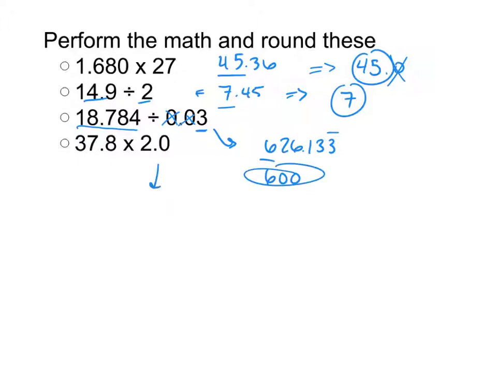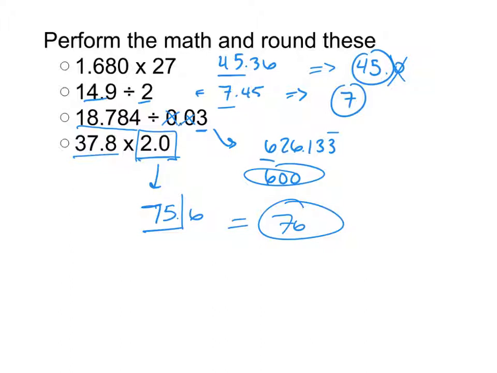Finally, 37.8 times 2.0 gives me 75.6, and I need to round my answer to 2 sig figs. This is 3, this is 2. Now in all these examples, I've always rounded it based on the sig figs of the second number, but that's not always the case. If the first number has lower significant figures, then that's the one you round your answer based off of. So 75.6 rounds up at the 5 to 76. And that's my final answer, because that's an answer reported to 2 significant figures.